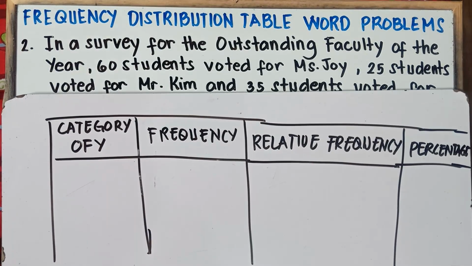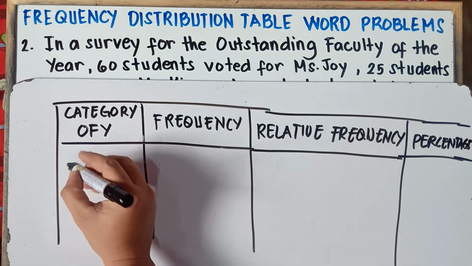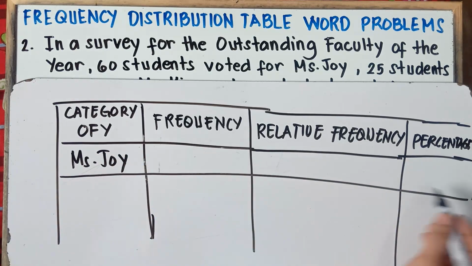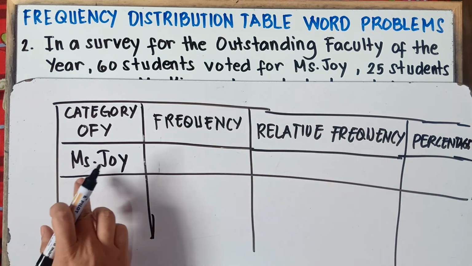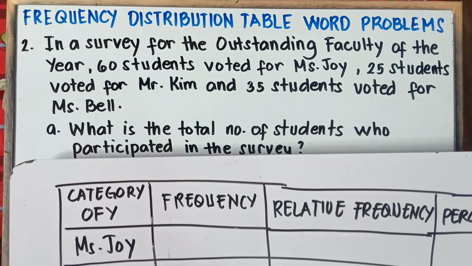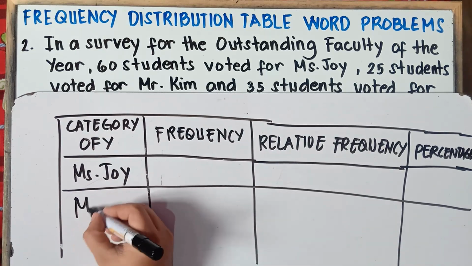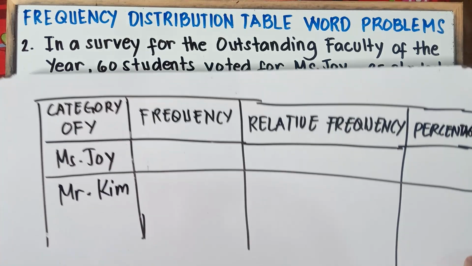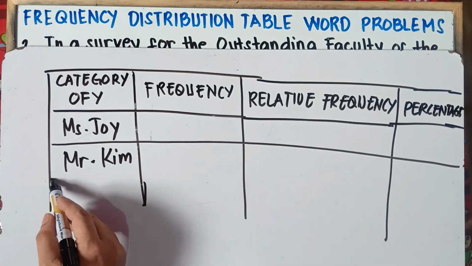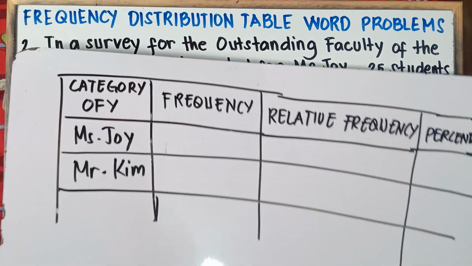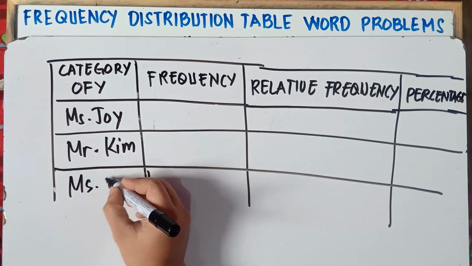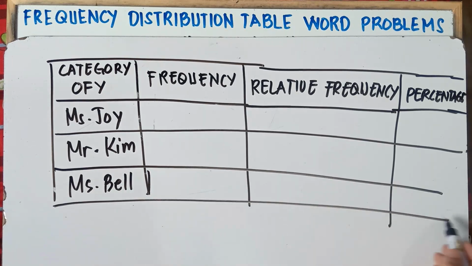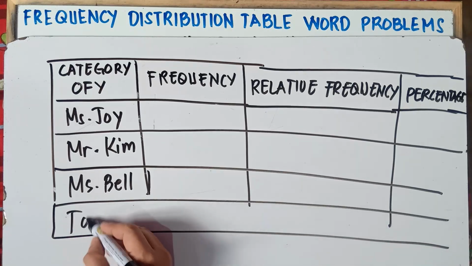And then our representatives: we have Miss Joy. Our first row would be the title, then the second row would be our representative, Miss Joy. Then the third row, we have Mr. Kim. And then we have Miss Bell. So we have 3 representatives: Miss Joy, Mr. Kim, and Miss Bell. And then the last row, of course, will be our total.